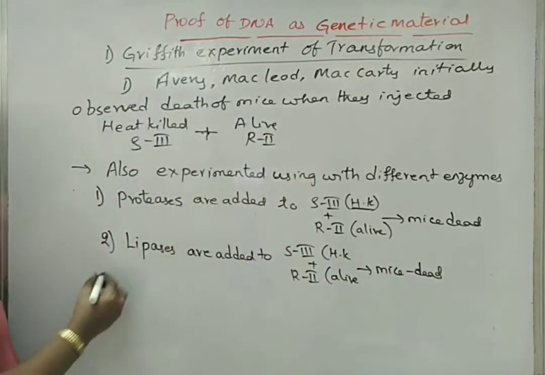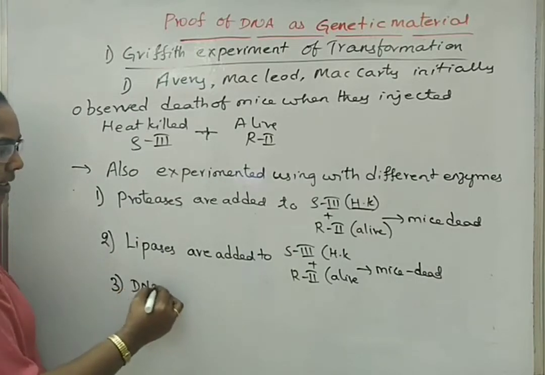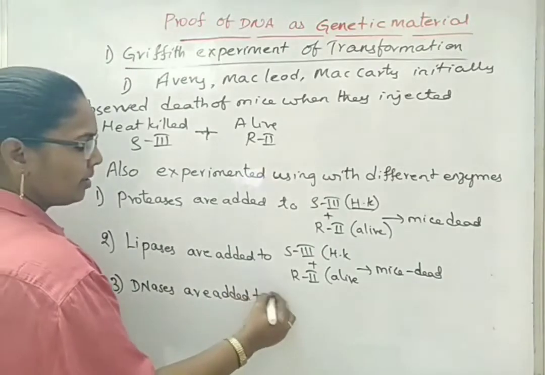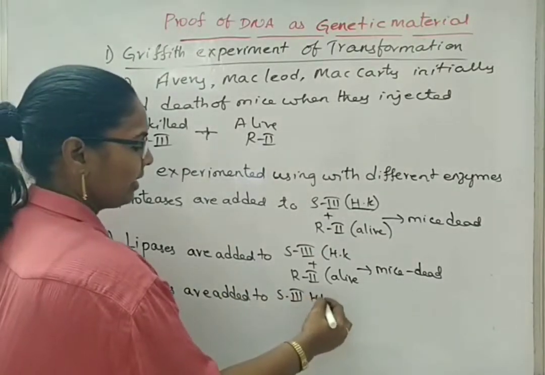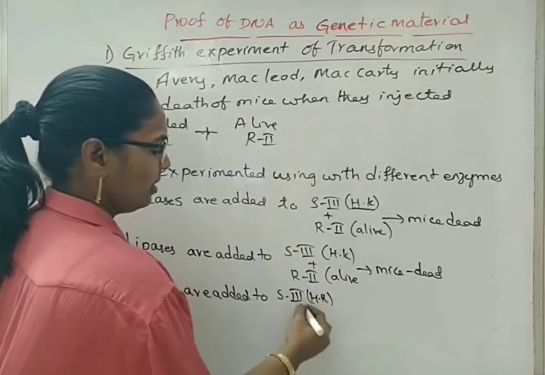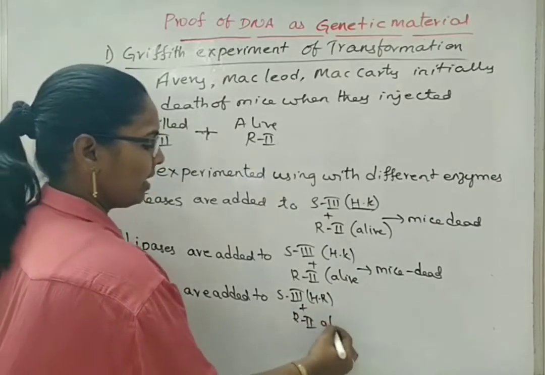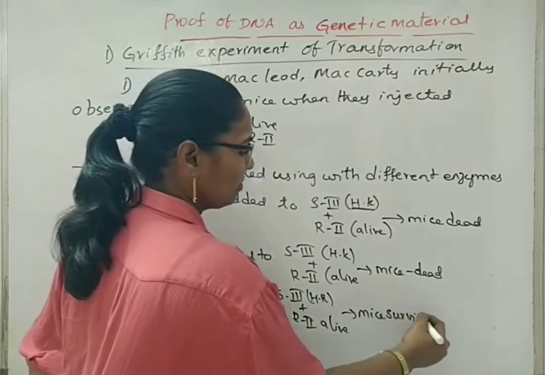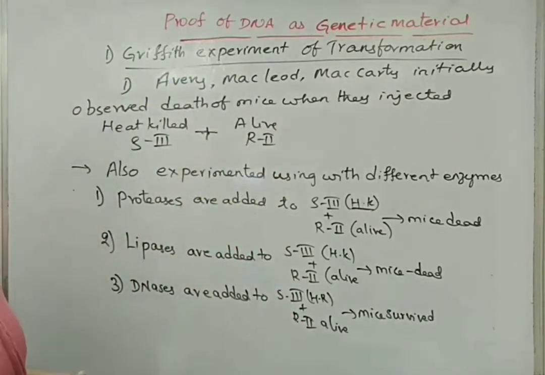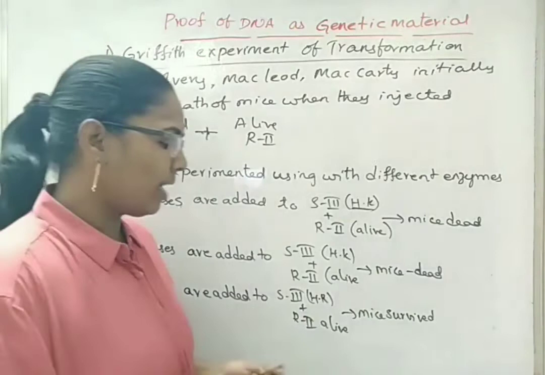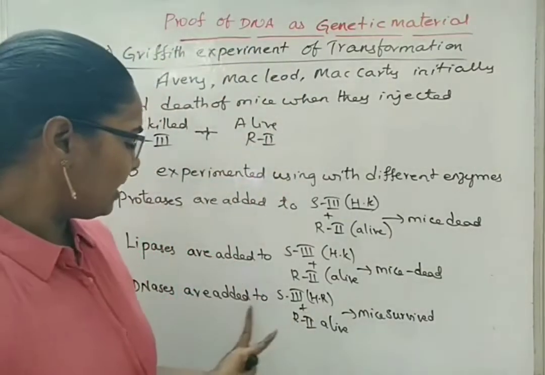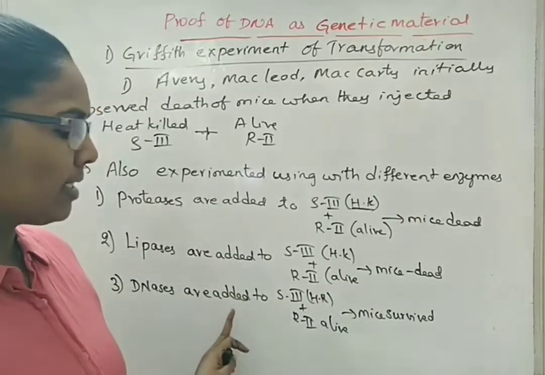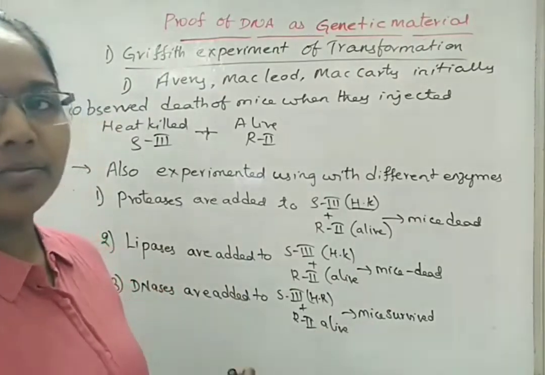Next, in the third case, they added DNases to heat killed smooth strain 3 plus live rough strain 2. Now the mice survived, or alive. From these three situations, they concluded that DNase has broken down the transforming toxic material that is harmful for the mice, so the mice survived.